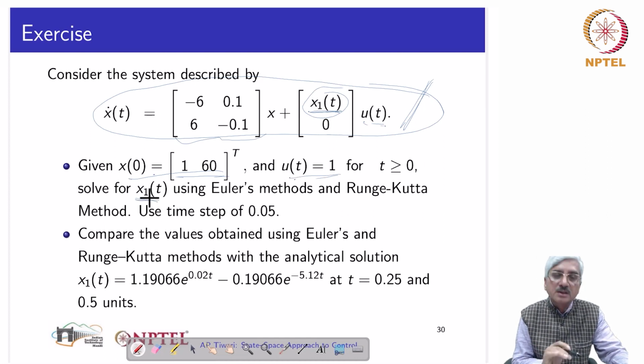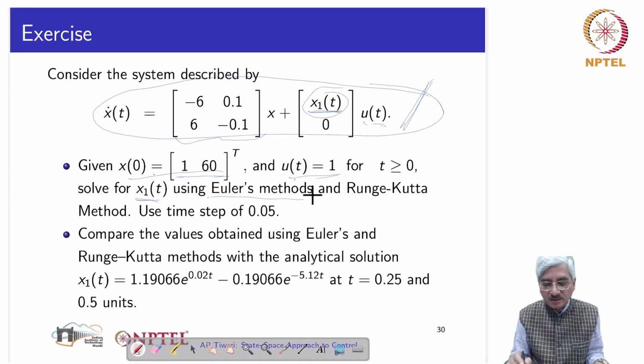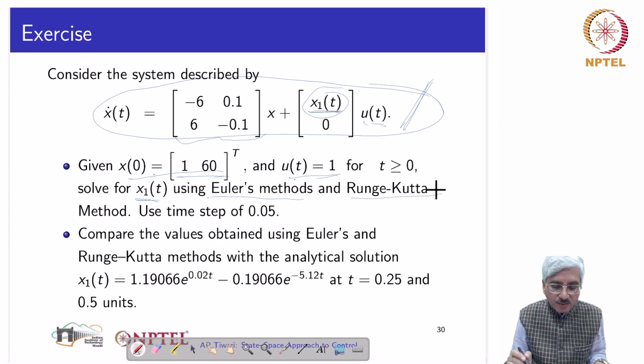We have to solve for x1 using Euler's both methods, the explicit and the implicit methods, and the Runge-Kutta method. And what you have to do is obtain the time series, the values of the states x1, x2, and the derivatives x1 dot and x2 dot at different instants of time spaced by 0.05. So 0, 0.05, 0.1, 0.15, 0.2, etc.